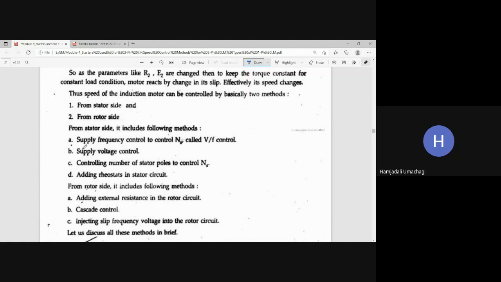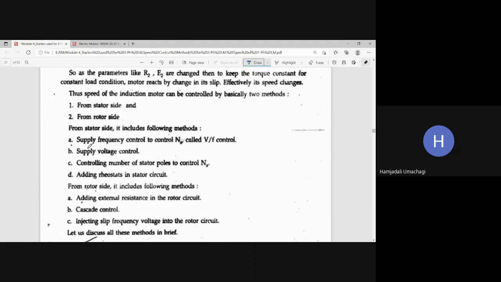In that we will discuss the supply voltage control method, controlling the number of stator poles to control synchronous speed Ns, and finally adding rheostats in the stator circuit. The first one, supply frequency control to control synchronous speed Ns, called voltage to frequency ratio control, I have already discussed in the previous class.